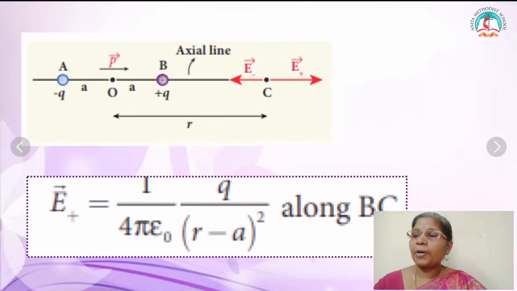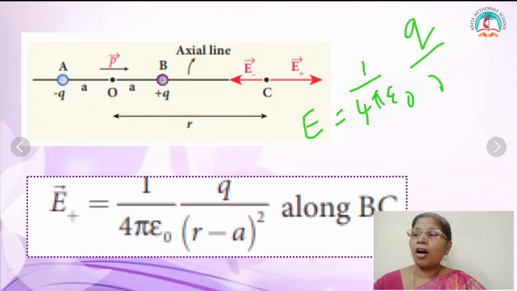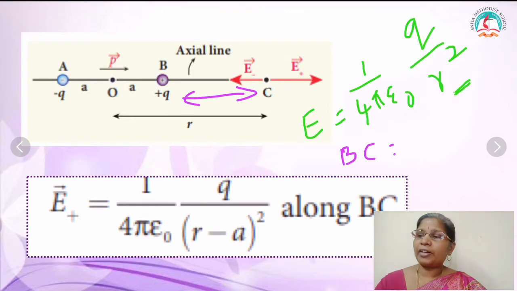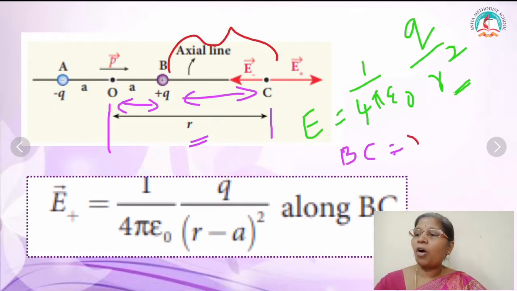Okay. Now, the electric field in the axial line. Remember, the electric field formula is E equal to 1 by 4 pi epsilon 0 times Q divided by r square. What is r? r is a distance. Now I am calculating with respect to the positive charge first. What is the distance for the positive charge? The distance is BC. But the distance is not given directly. How do I calculate it? From O to C the distance is r, and from O to B the distance is a. I want BC, so I subtract r minus a. Then I get the BC value.